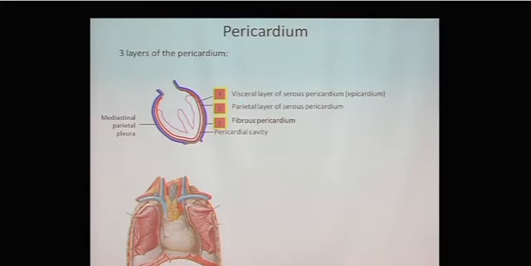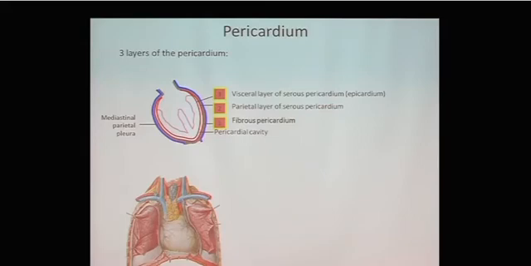There's the layer that is lining that fibrous pericardium on the inside. That's called the parietal serous pericardium. So anytime you talk about a parietal structure, you're talking about something that's on the wall, okay? The other layer of the serous pericardium is the visceral serous pericardium.